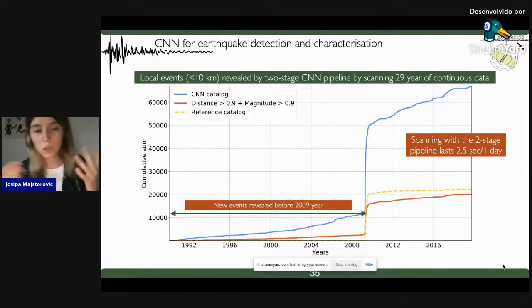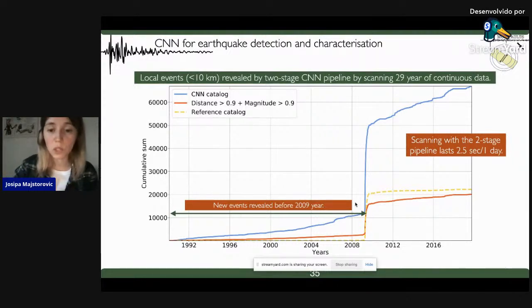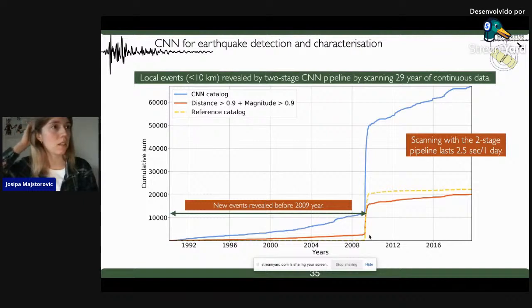What is really exciting is that we do catch some events before 2009 compared to the reference catalog. The reference catalog is the one that I used at the beginning, and if you remember, I told you that this catalog had only around 100 events before 2009. So we do catch some new events.